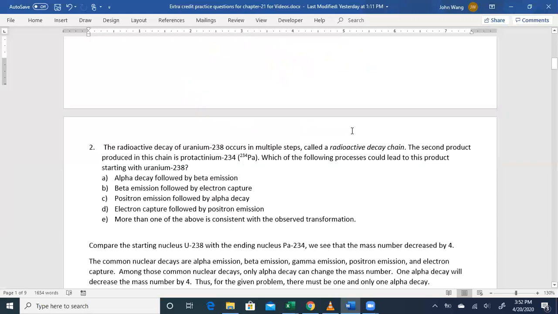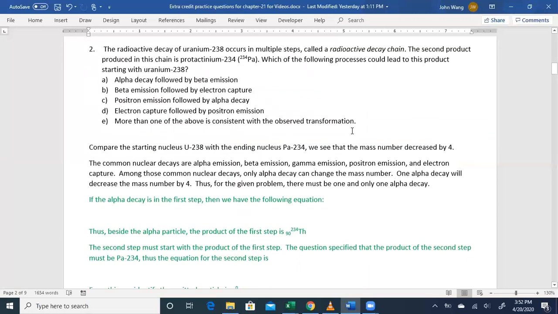So next question, question number 2. The radioactive decay of uranium-238 occurs in multiple steps called a radioactive decay chain. The second product produced in this chain is protactinium-234, or Pa-234. We are asked which of the following processes could lead to this product starting with uranium-238. So we have a few choices, and most of them have a combination, a first step and a second step.